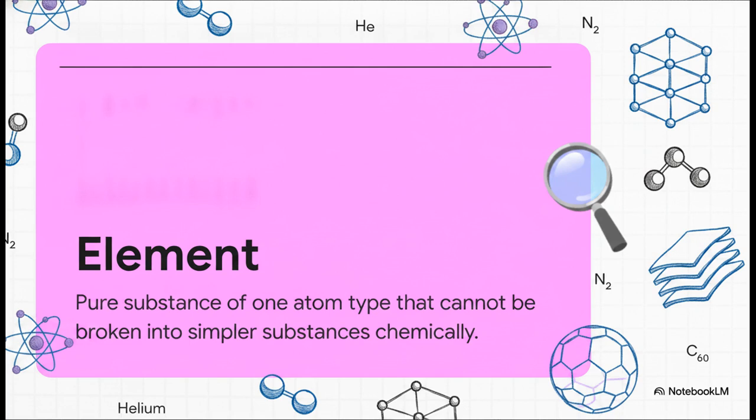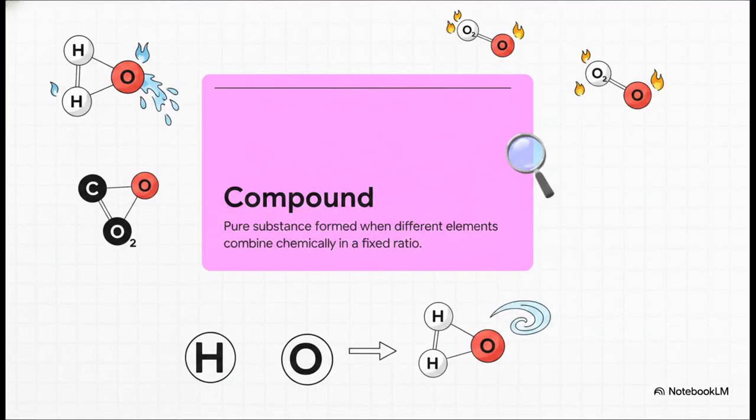But here is a truly wild fact. Even visually complex solid structures like a diamond, graphite, or a Buckminster fullerene, those really cool soccer ball-shaped molecules, are actually just pure elements. They're made entirely of carbon atoms. Next, we have the compound.